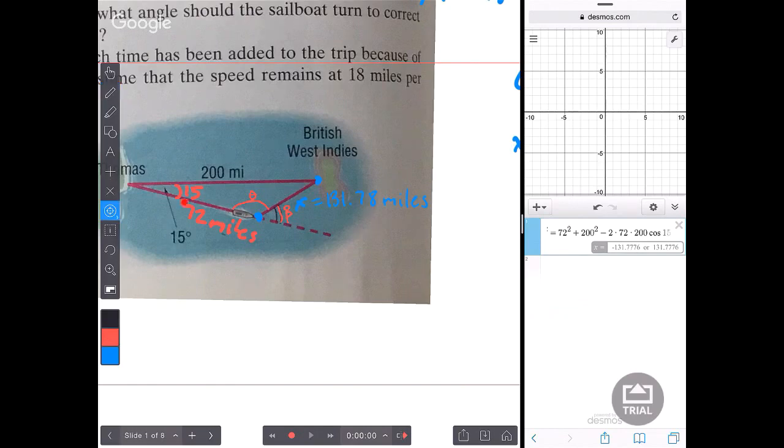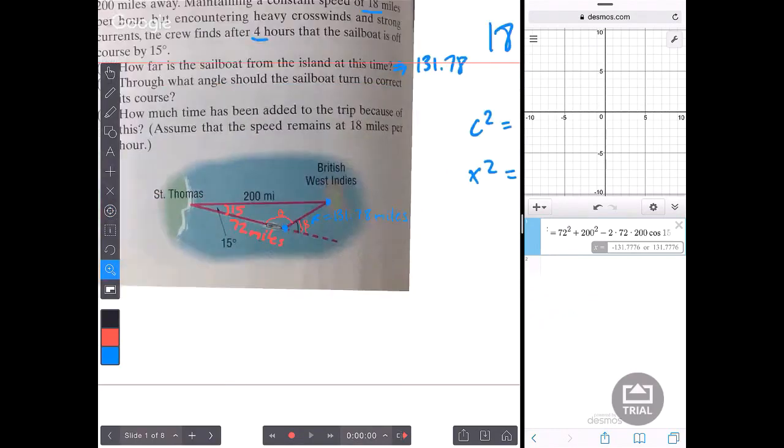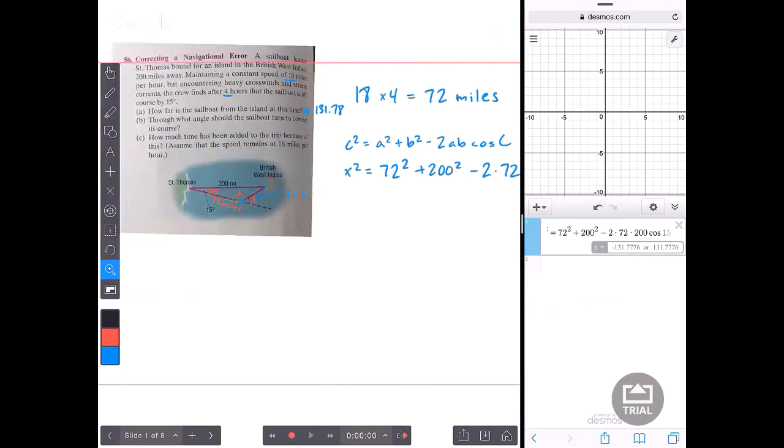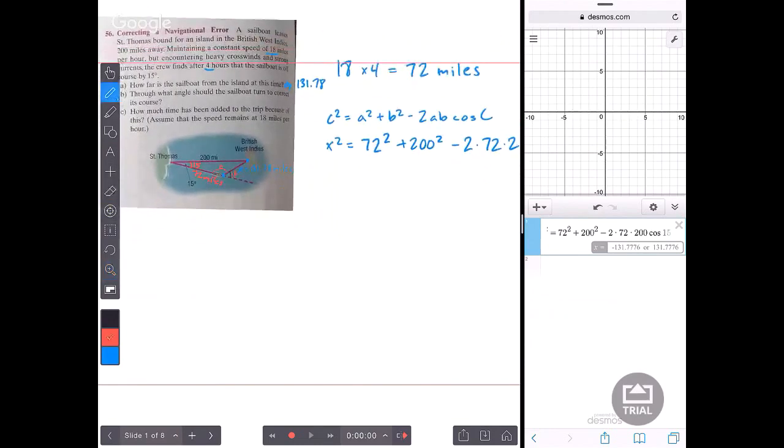So let's see. I know an angle, I know a side, I know a side, I know a side. Given the side I just found and this side, I'm going to use law of sines to find angle theta. So sine of theta over 200 is equal to sine of 15 degrees over 131.78.